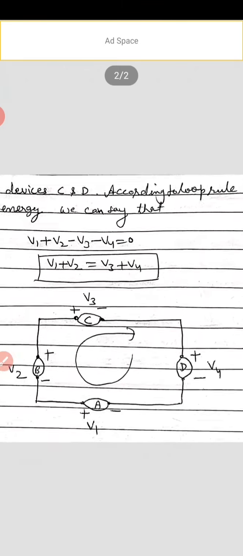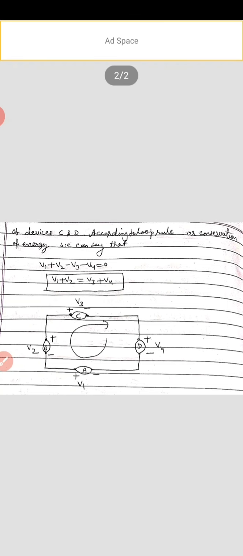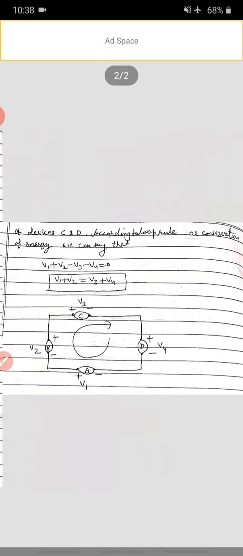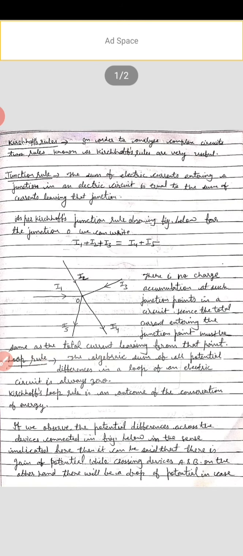This is the circuit, and if we apply the loop rule in this circuit, then we get the equation V1 plus V2 minus V3 minus V4 is equal to 0. Or finally we get V1 plus V2 is equal to V3 plus V4.